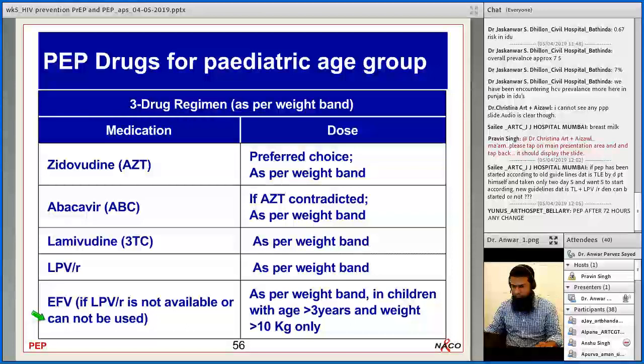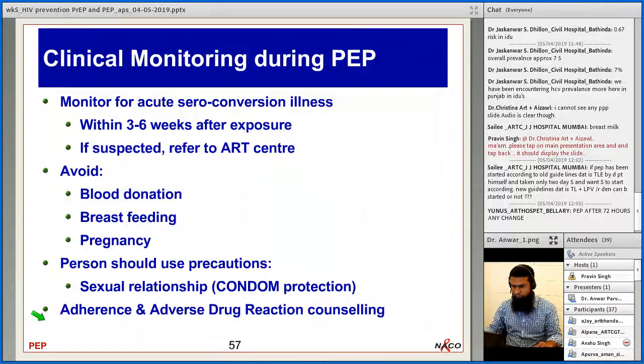So the doses: zidovudine is as per body weight, per weight band for the pediatric age group. Abacavir if zidovudine is contraindicated, and efavirenz if lopinavir ritonavir is not available, as per weight band in children with age more than 3 years and weight more than 10 kg.